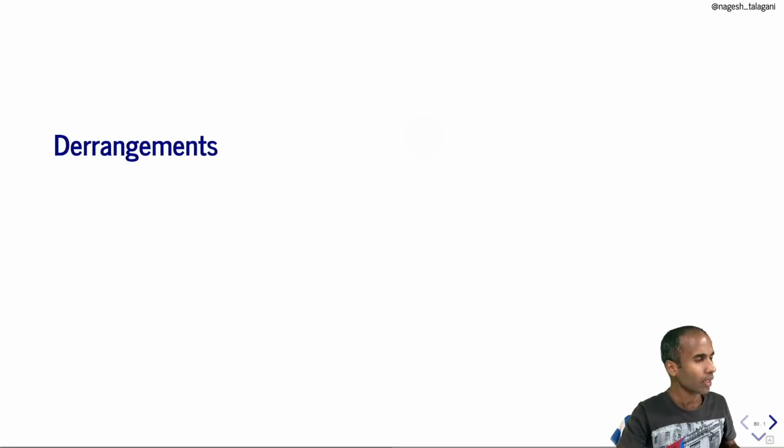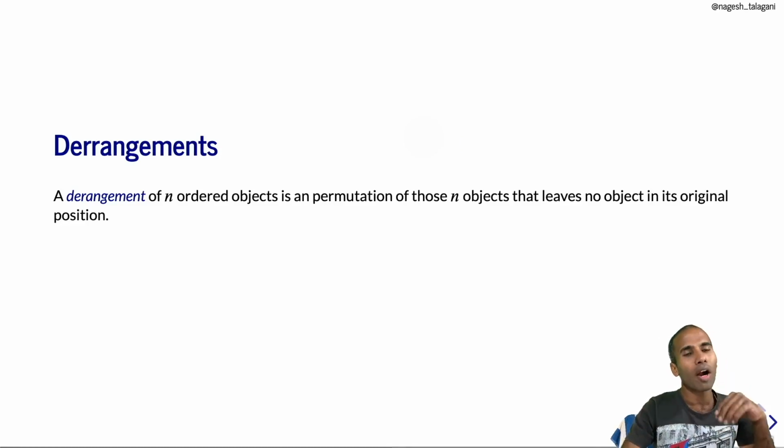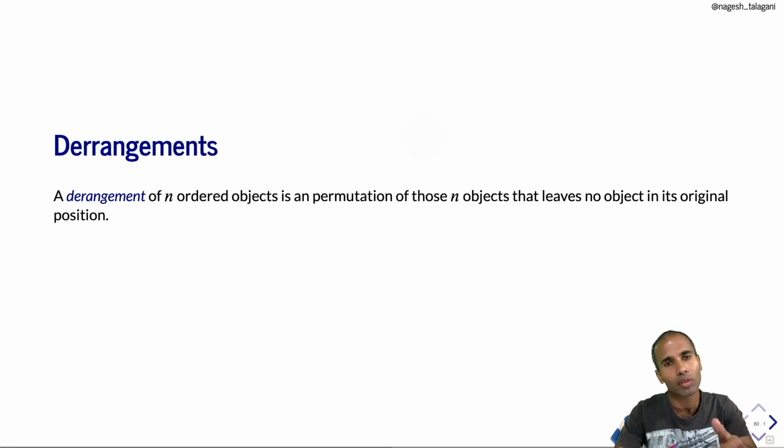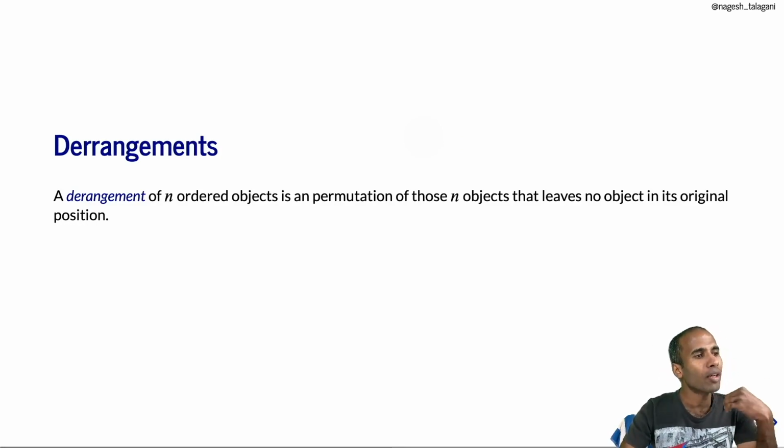Derangements. A derangement of n ordered objects; ordered objects means objects which have some ranks like 1, 2, 3, and so on up to n. A derangement of n ordered objects is a permutation of those n objects that leaves no object in its original position. After rearrangement, no one should take their original position. A derangement is a special type of permutation with the property that nothing should be fixed. Everything should move somewhere. No object should be in its original position. Such permutations are called derangements.